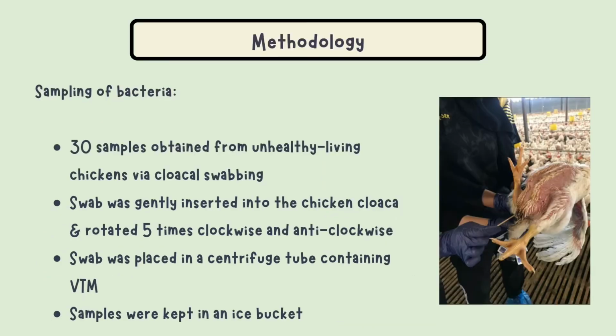30 bacteria samples obtained from unhealthy living chickens were collected via cloacal swabbing. The swab was gently inserted into the chicken cloaca and rotated about 5 times clockwise and anti-clockwise, and placed in the centrifuge tube containing the viral transport medium. The samples were kept in an ice bucket until further use.